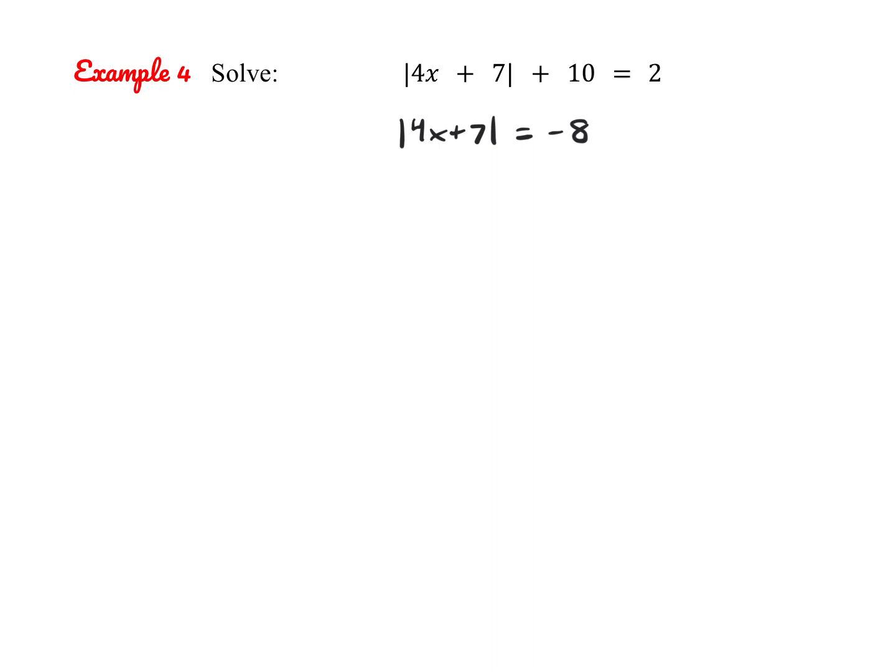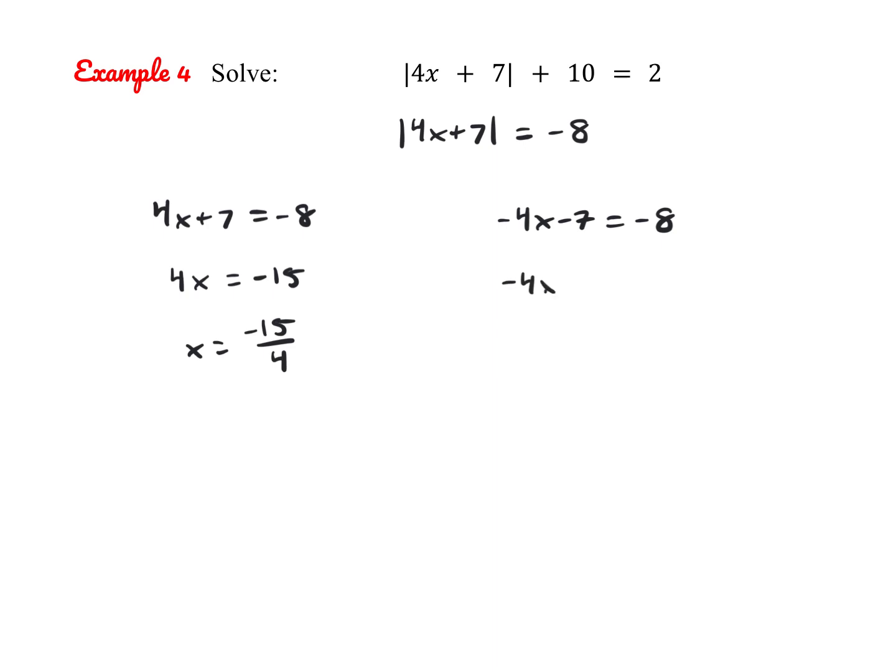But let's say you didn't notice this and you continue solving. So let's say you set up your positive case and you set up your negative case and you solve. So here we have 4x equals negative 15, x equals negative 15/4, and then negative 4x equals negative 1, x equals 1/4. When you go to check your answers, both of them will end up being extraneous.